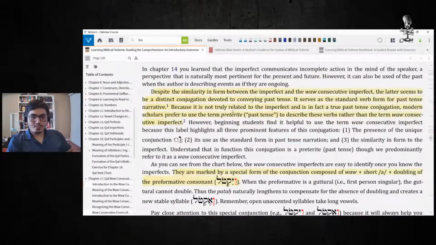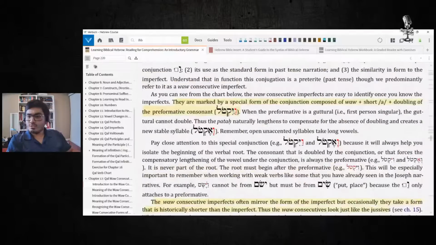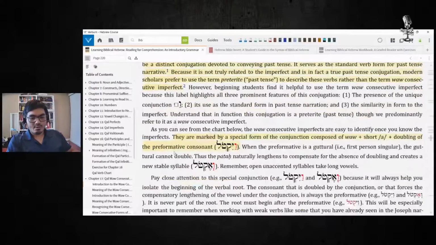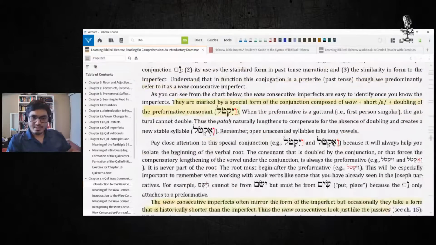And we'll use those terms more or less interchangeably. I'm going to avoid using the term preterite though. Stick to either verb consecutive imperfect or Viktor. So how do you identify it? As explained, you have the vav patach and then a dagesh on the letter right above after that, like this. Viktor. That's the term.